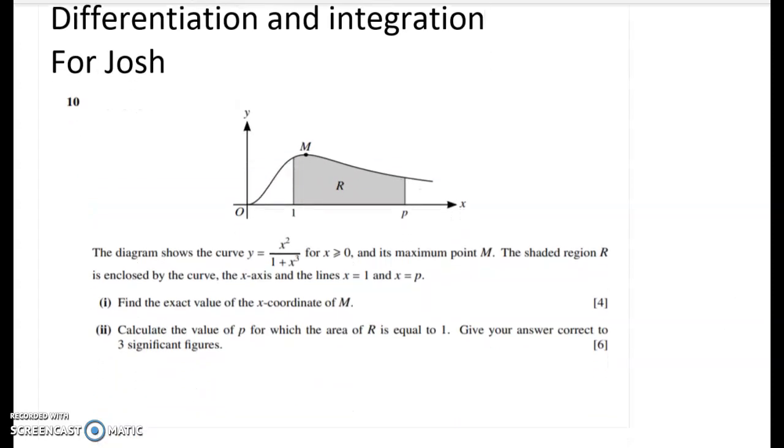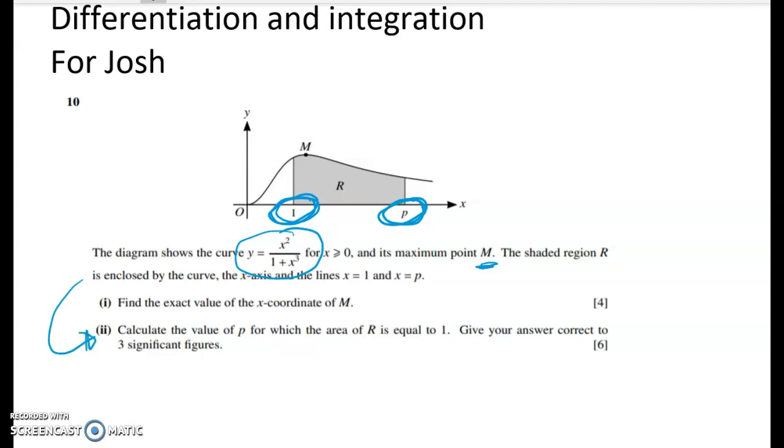It's a really nice example of some differentiation and then some integration, and this one is for Josh. So we've got a diagram showing us the curve for this function, y is equal to x squared over 1 plus x cubed, and it's got a maximum point on it at point M. And then we've got a shaded region R, enclosed by the curve, the x-axis, and the lines x equals 1 and x equals p. So we're going to use that in part 2.